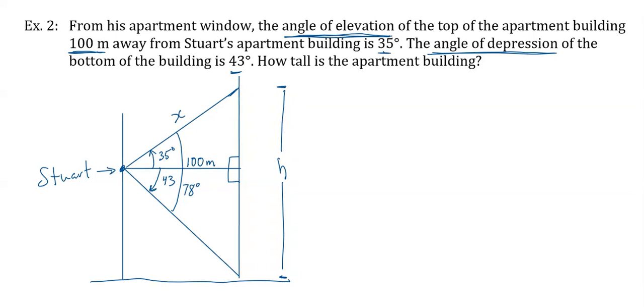So let's find x first. So for x, we're going to use SOHCAHTOA. And I've got 35 and the angle adjacent, or the side length adjacent to it, which is 100. And I'm finding the hypotenuse. So this is going to be cosine of 35 is equal to 100 over x.